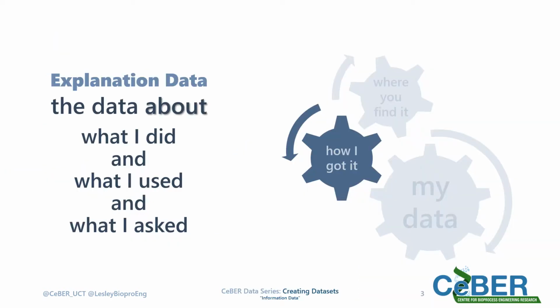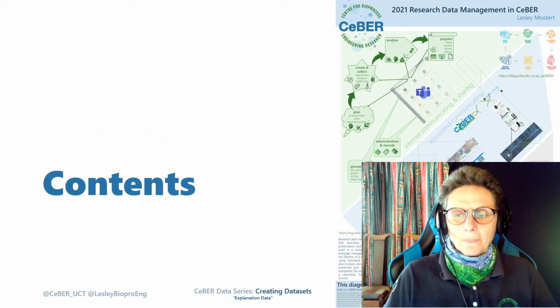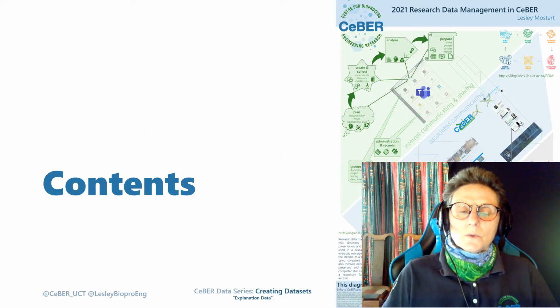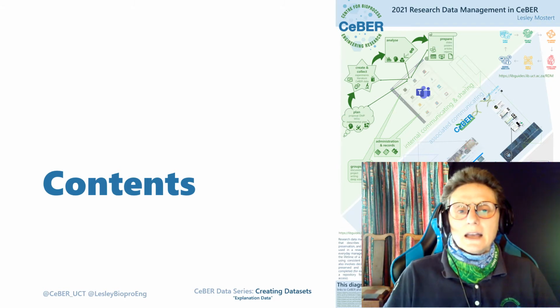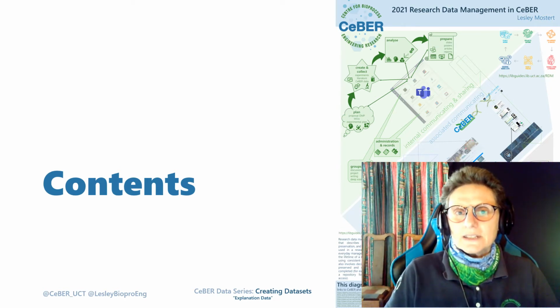When we talk about explanation data, we're talking about data that's about what I did, what I used, what I asked. It's answering the question how I got the data that I've already presented. So first up, we need some kind of contents. We need to tell people what's in our data set.